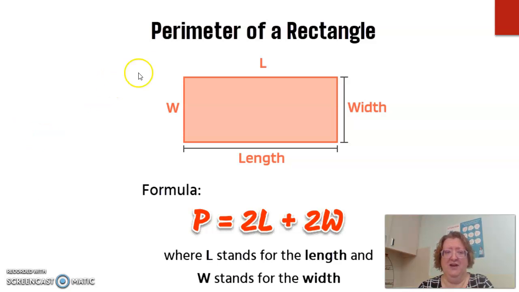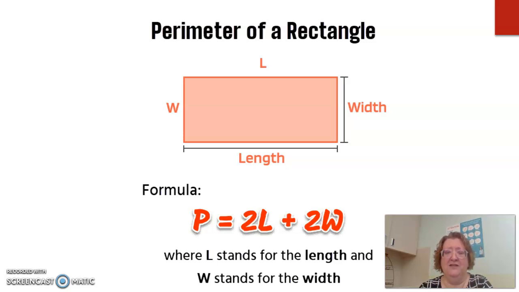The perimeter of a rectangle contains two parts. One is the length, which is the two long sides on the top and bottom, and the width, which are the two shorter sides on the right and the left. So length is always across the top, whether it's shorter or longer, and width is always on the right and the left. So the perimeter of a rectangle is: perimeter equals 2 times length plus 2 times width.